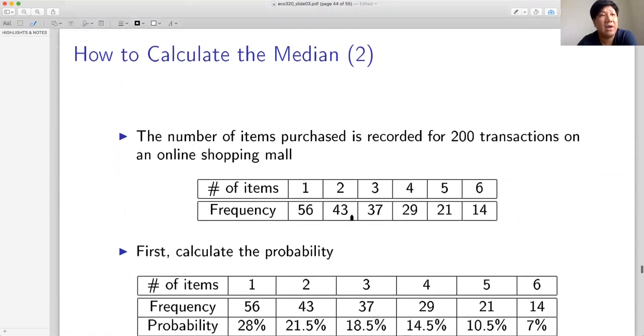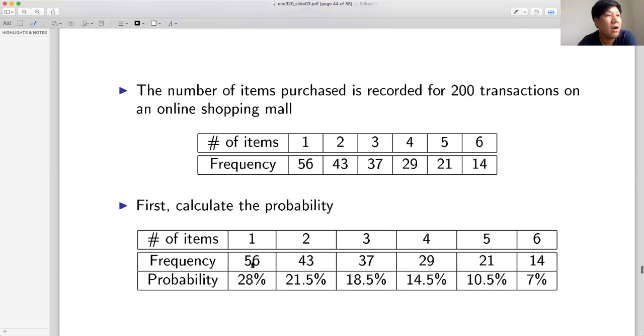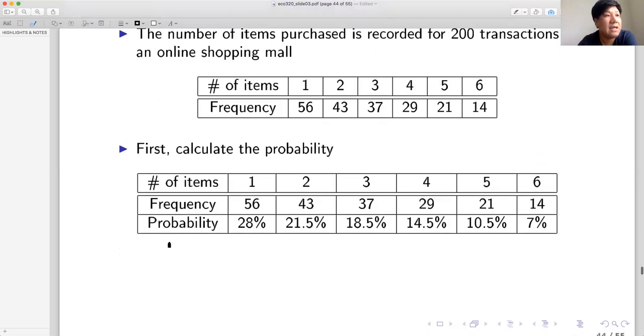Now things are getting harder when you have more than one. So far we have only had single observations, but now we have frequencies. It's not hard, it's easy. You first find the probability, and then the next thing you want to do is find the cumulative probability. I would say CP represents cumulative probability. It's literally like you are accumulating as you go. Initially it was 28%, and when you add these 2 numbers, it's 49.5, right?